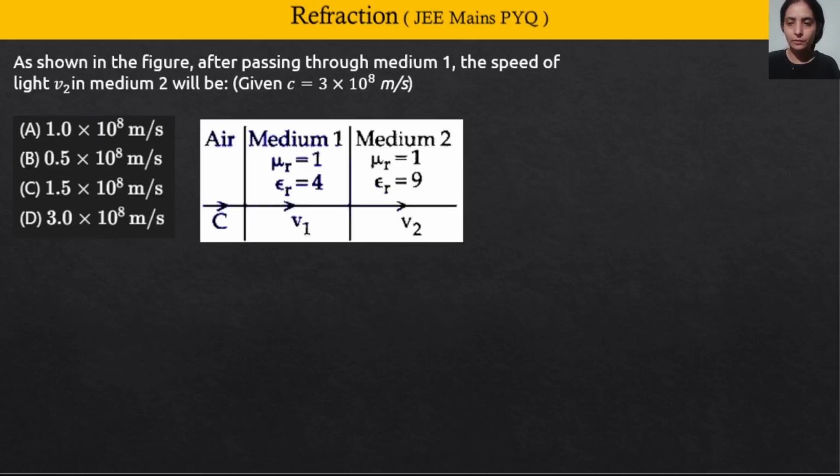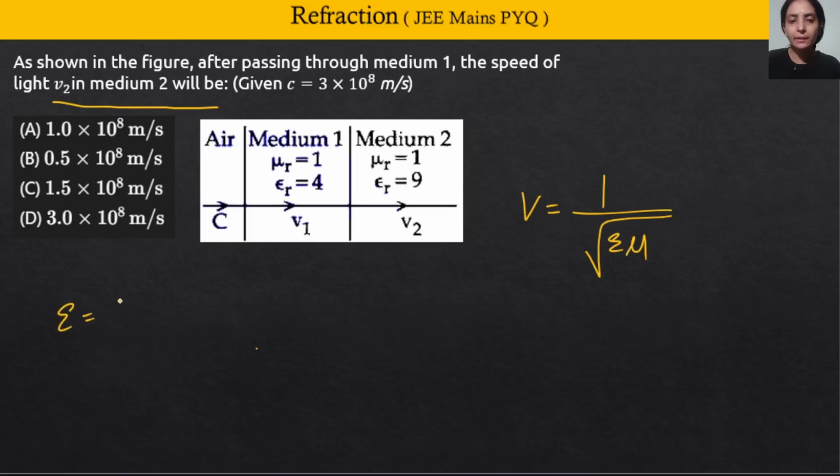Now let us solve this question. In this question, we are provided with mu r and epsilon r values, and what we are asked to calculate is, after passing through medium 1, the speed of light v2 in medium 2. So what will be the speed of light in medium 2? For medium 2, epsilon r and mu r are given. So how can we relate the speed of light with permeability and permittivity? Speed of light is simply written as 1 by root under epsilon mu. Epsilon is the permittivity of the media, mu is the permeability of the media. So epsilon can be written as epsilon naught epsilon r, and mu can be written as mu naught mu r.